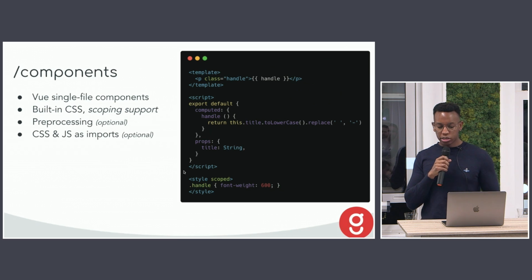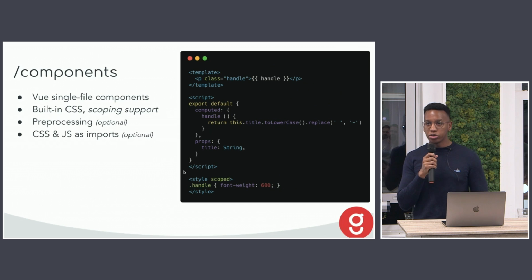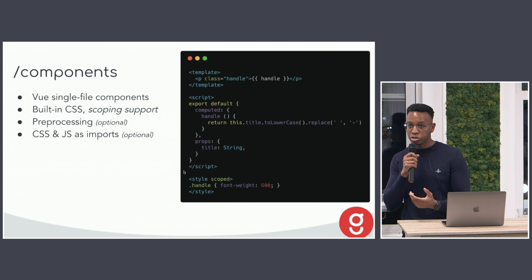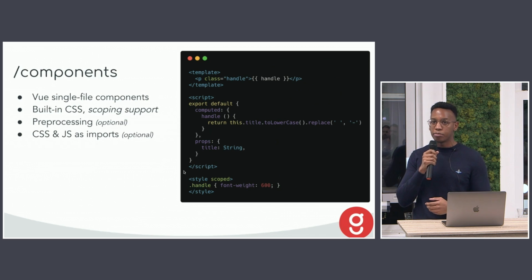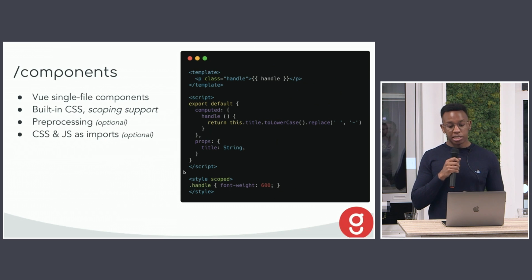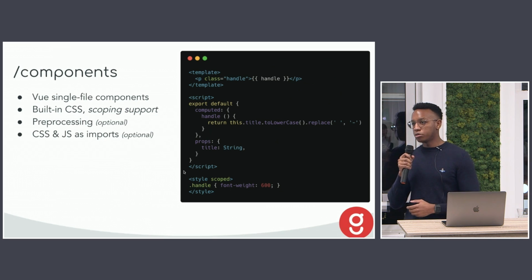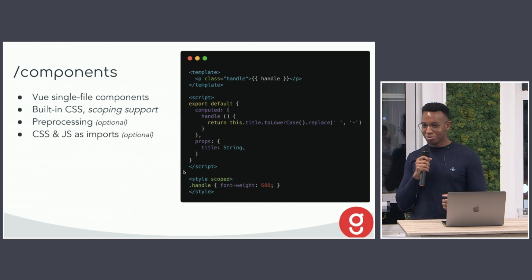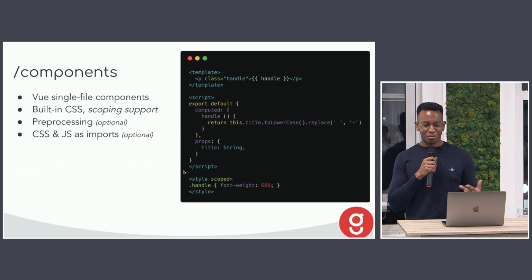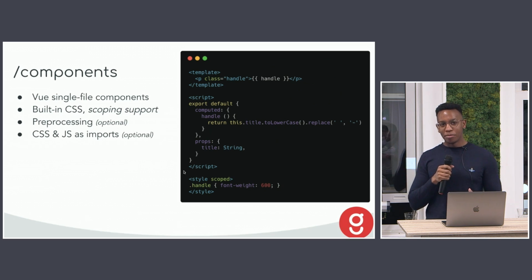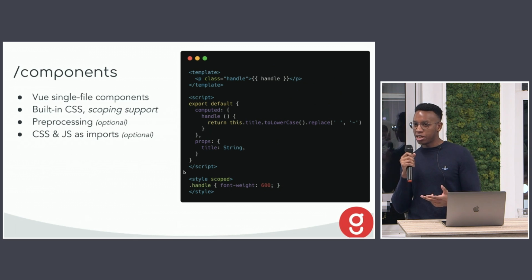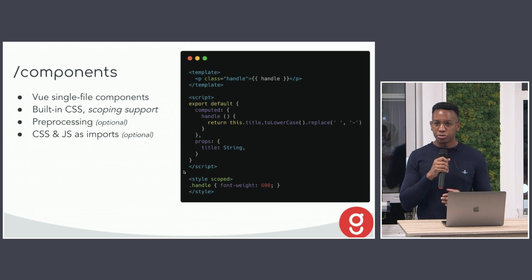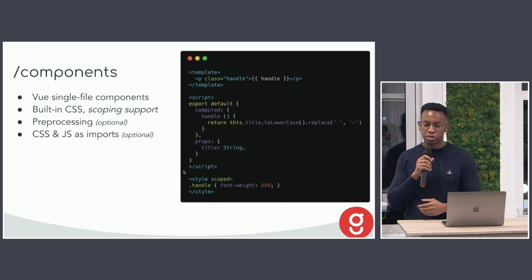It supports scoping. Pre-processing is also optional. So if you wanted to use Sass in Nuxt, all you have to do is add the Sass attribute to your style tag, and it will automatically compile that back down for you. And similarly, the scoping, if you just wanted these styles to be scoped to this component, you can do that as well. And if having all of your styles, your markup, and your JS in the same file sounds a bit weird, I'd encourage you to use it, because this is kind of the Vue way, but if you wanted to import those, you can do. Nuxt gives you that option.